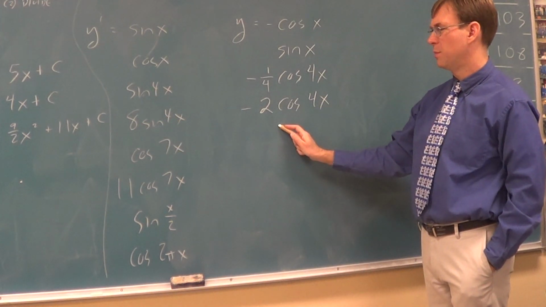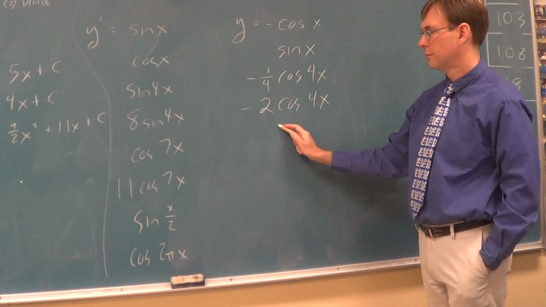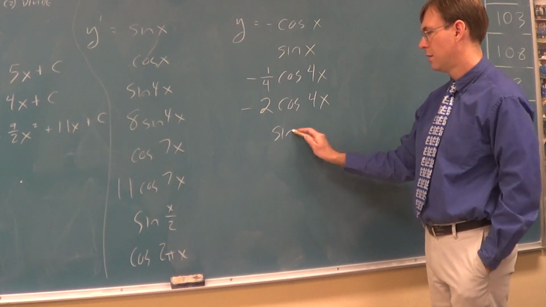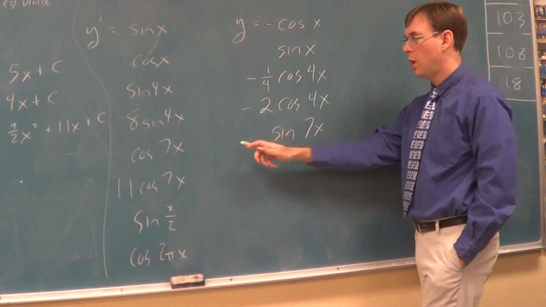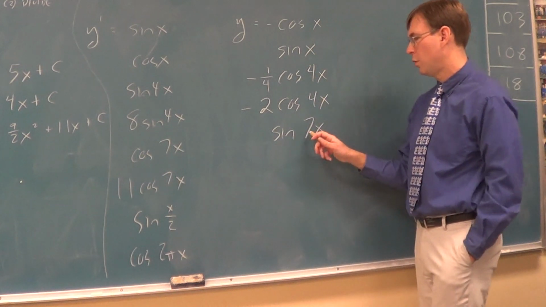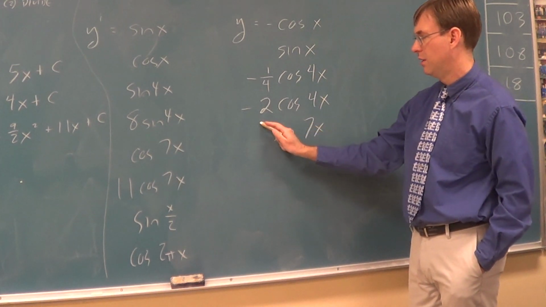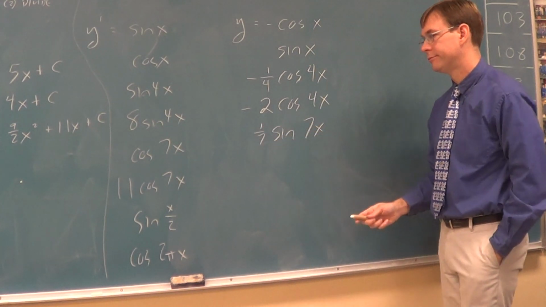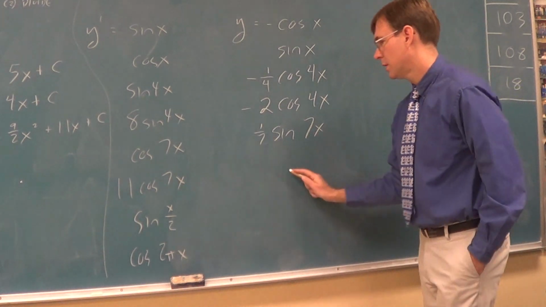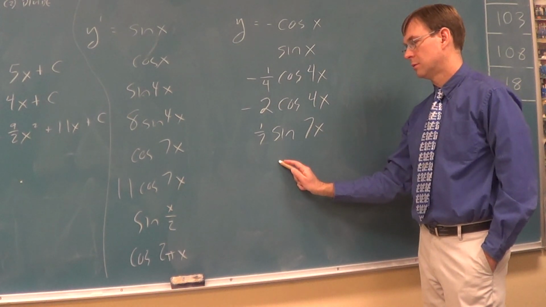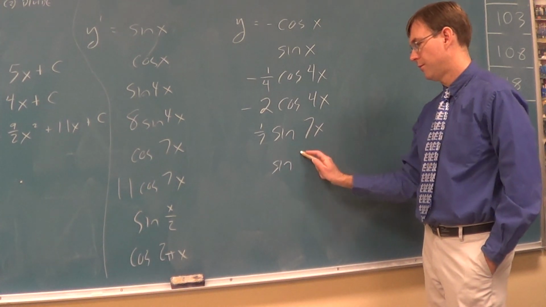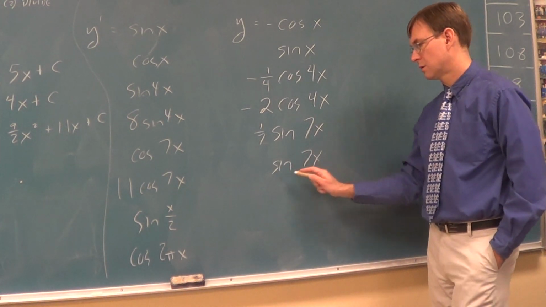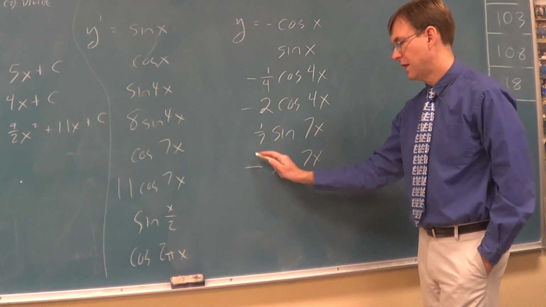Cosine is going to become sine. Argument is 7x. We don't want a number to appear, so we've got to kill this 7. 1/7. 1/7. This one, cosine becomes sine, 7x, 11 over 7.